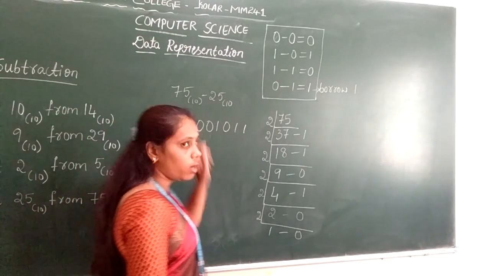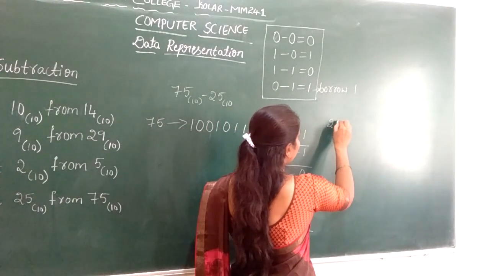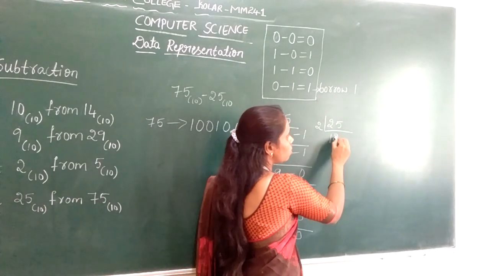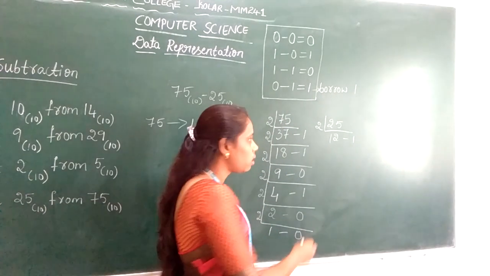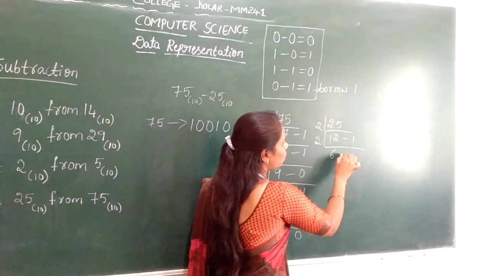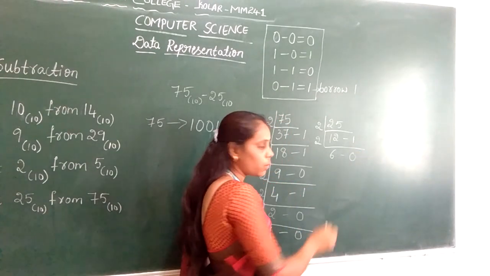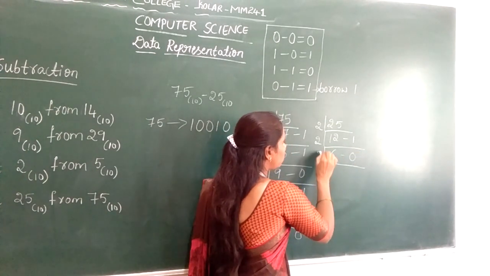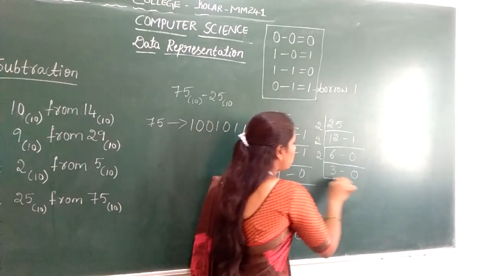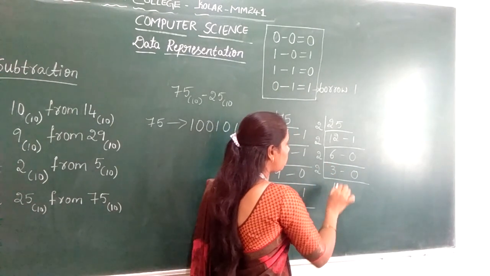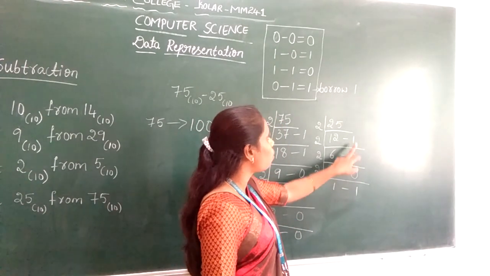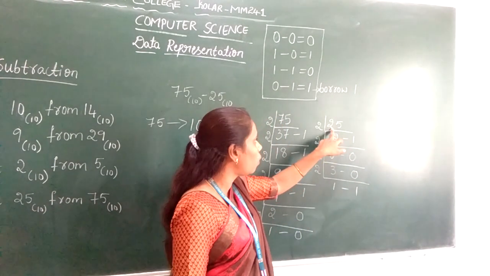Now take 25 divided by 2. 2 1s are 2, 2 2s are 4. The remainder is 1. Again divide this by 2. 2 6s are 12. The remainder is 0. 2 3s are 6. The remainder is 0. 2 1s are 2. The remainder is 1. Now 1 1 0 0 1 is the binary equivalent value for 25.